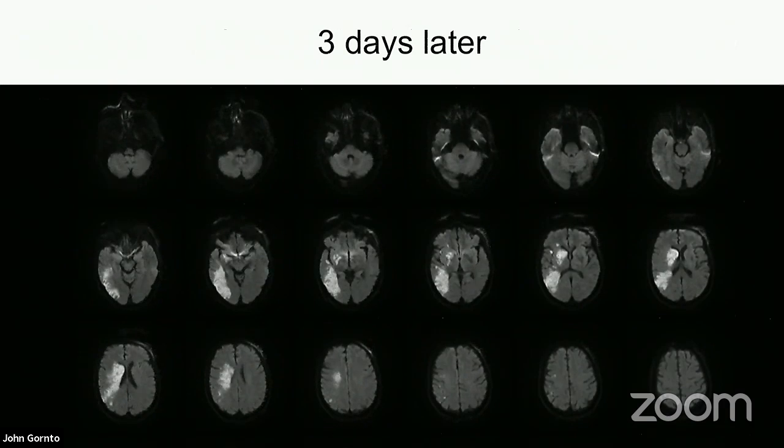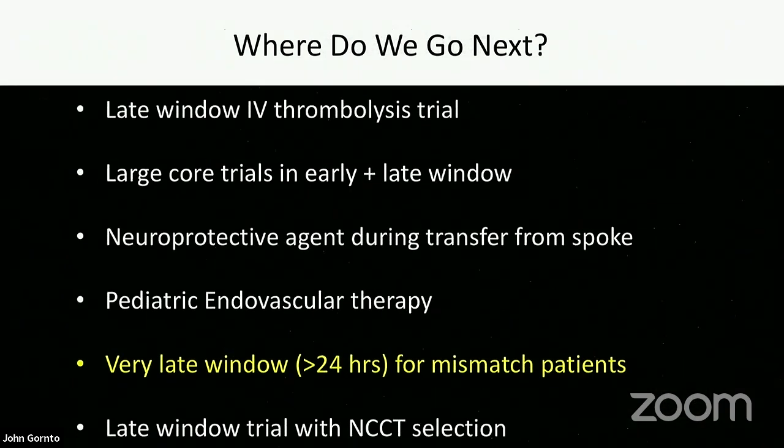We published this in 1999. We had a big series. We published this saying strokes evolve over 3 days. Nobody believed it. Now you believe it, right? Okay, same finding. So we need to look later. We've been treating patients beyond 24 hours at Stanford. If they have salvageable tissue, we go after it.